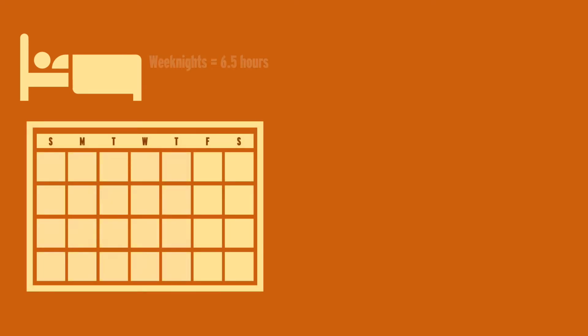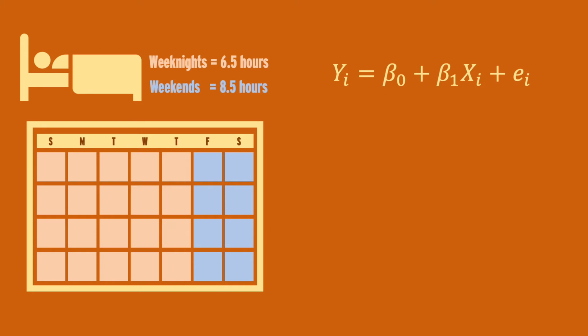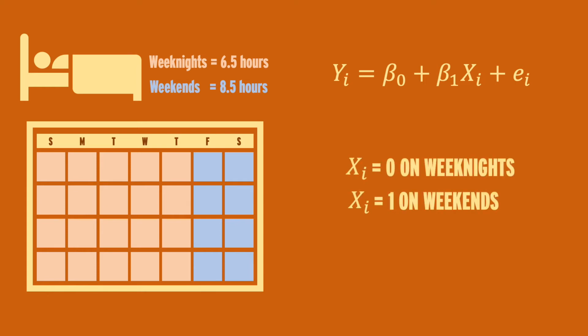Our model predicts how much sleep I predict to have on a given night. I know that my sleep patterns differ on weekdays and on weekends. On weeknights, I average about 6.5 hours of sleep. On weekends, I average about 8.5 hours of sleep. See if you can take a second to write the model that represents my predicted sleep. If you're having some trouble, xi equals whether the day is a weekend or not.